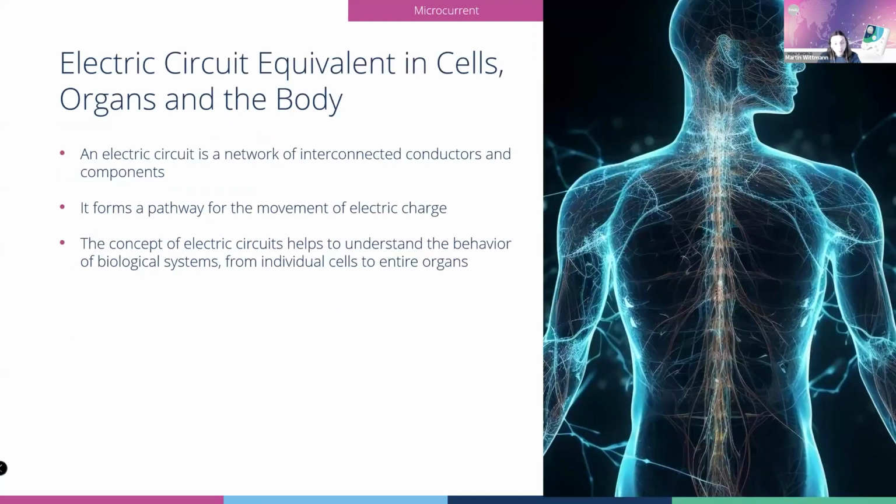So electrical current equivalent in cells, organs, and the body. An electrical circuit is a network of interconnected conductors and components. It forms a pathway through the movement of electrical charge. The concept of electrical currents helps to understand the behavior of biological systems, from individual cells to entire organs.